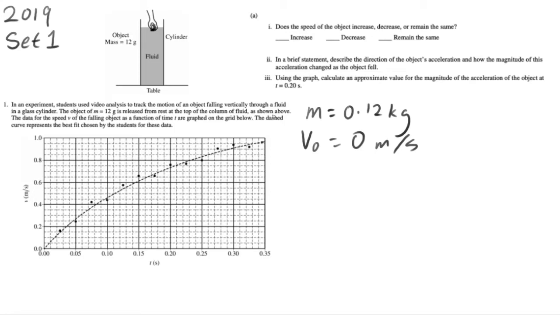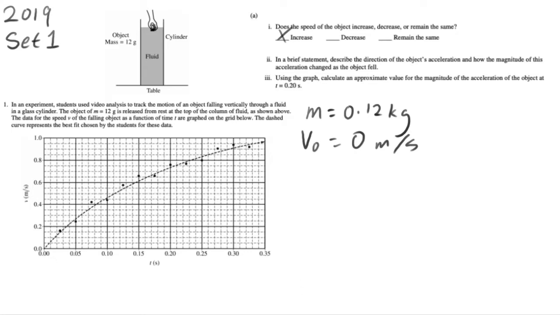Going into question A, let's first go to I. Does the speed of the object increase, decrease, or remain the same? So this one, you just directly look at the graph because they give you velocity over time. So as time goes on, the velocity does increase. No justification needed because the question didn't ask.